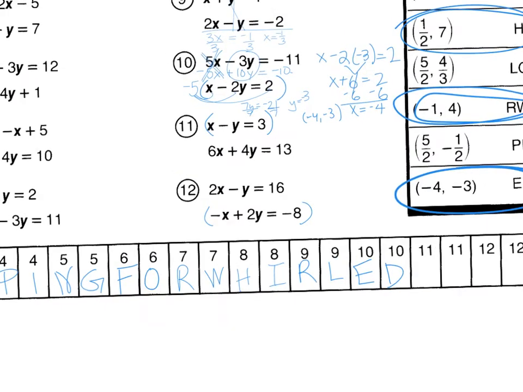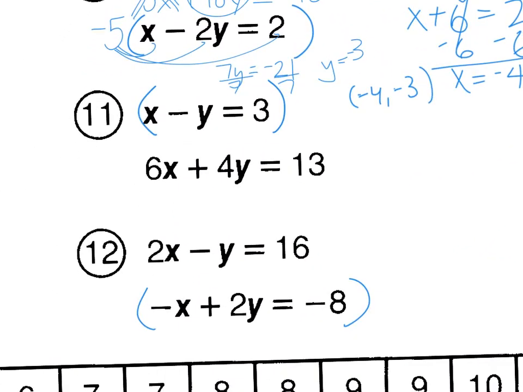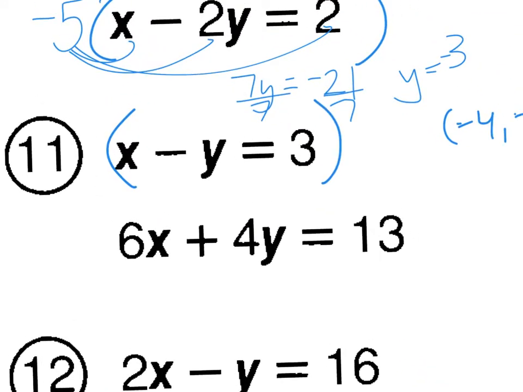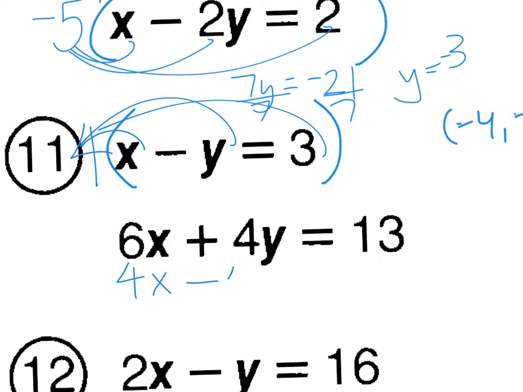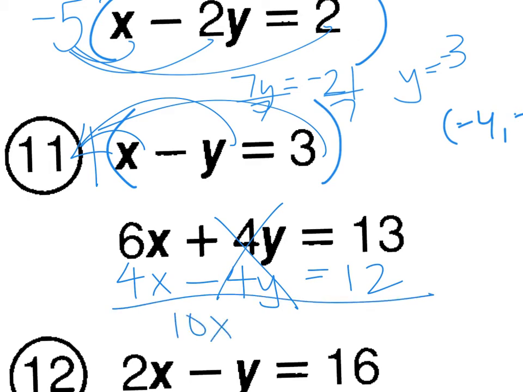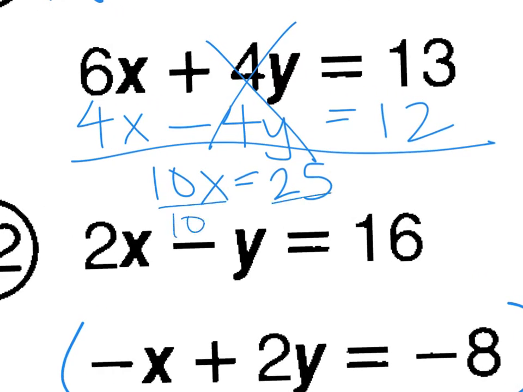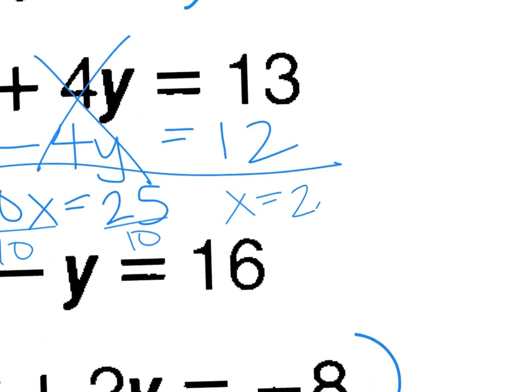Okay. I know I'm going fast. I just want to make sure the video is short so you can always pause and rewind it. I'm going to multiply the top by 4, seeing as how I already have a positive and a negative y. So this is going to give me 4x minus 4y equals 12. Those are going to cancel. This is going to give me 10x equals 25. Divide by 10. x equals, so 25 divided by 10 is 2.5 or 5 over 2.